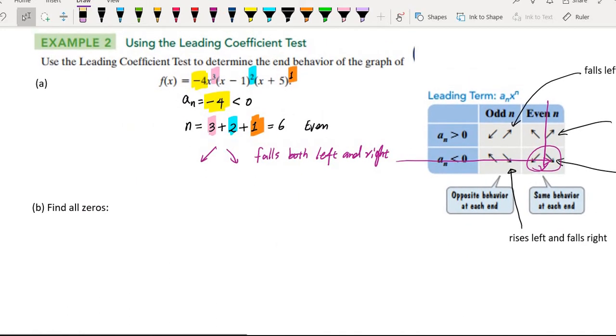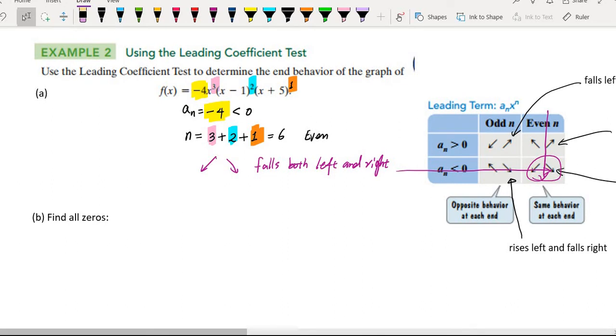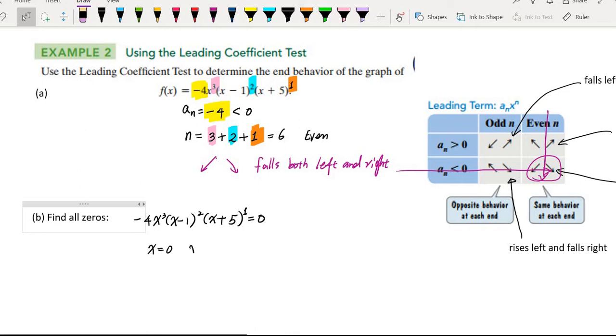Then we also have to find all the zeros. Let's go ahead and take a look. When looking for all the zeros, all we have to do is set this whole thing to 0, then solve it. In this case, they already factored it for us, so we don't have to do anything. We say x cubed equals 0, which means x equals 0. Then x minus 1 equals 0, and x plus 5 equals 0. This gives us x equals 1 and x equals negative 5.